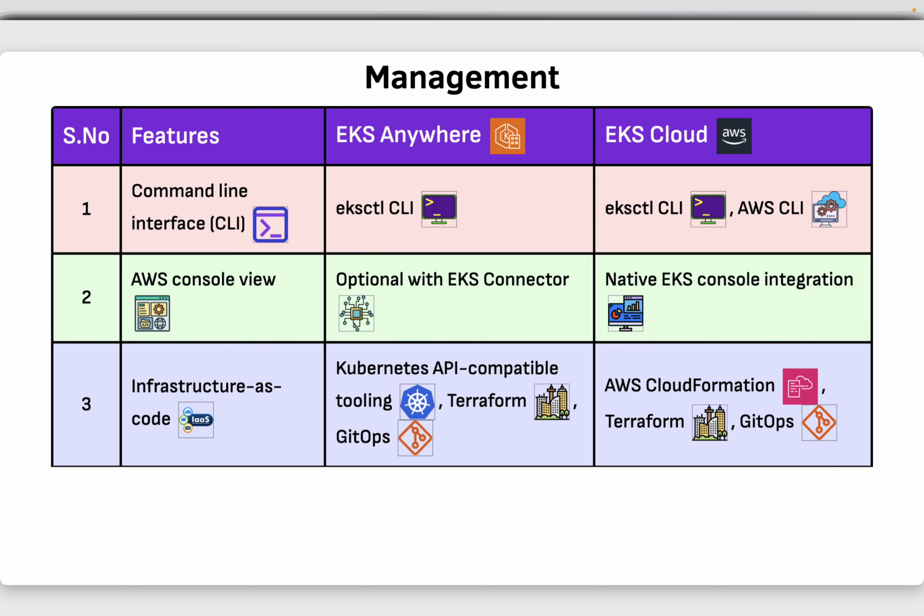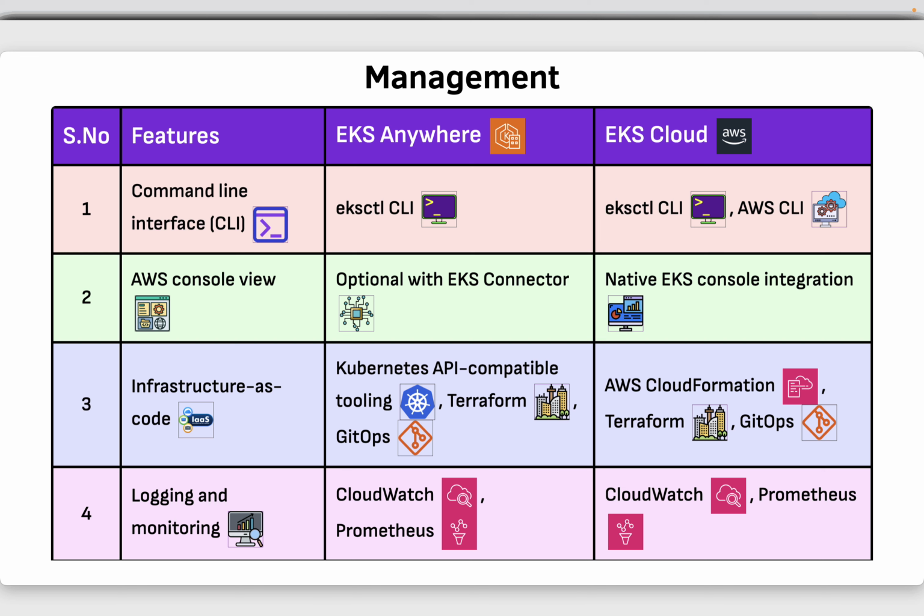So next is infrastructure as code. Kubernetes API compatible tooling. EKS Anywhere provides any Kubernetes API compatible tooling, Terraform and GitOps. For EKS Cloud, we have CloudFormation also, Terraform and GitOps. And logging and monitoring. In both cases, we can use CloudWatch and Prometheus.